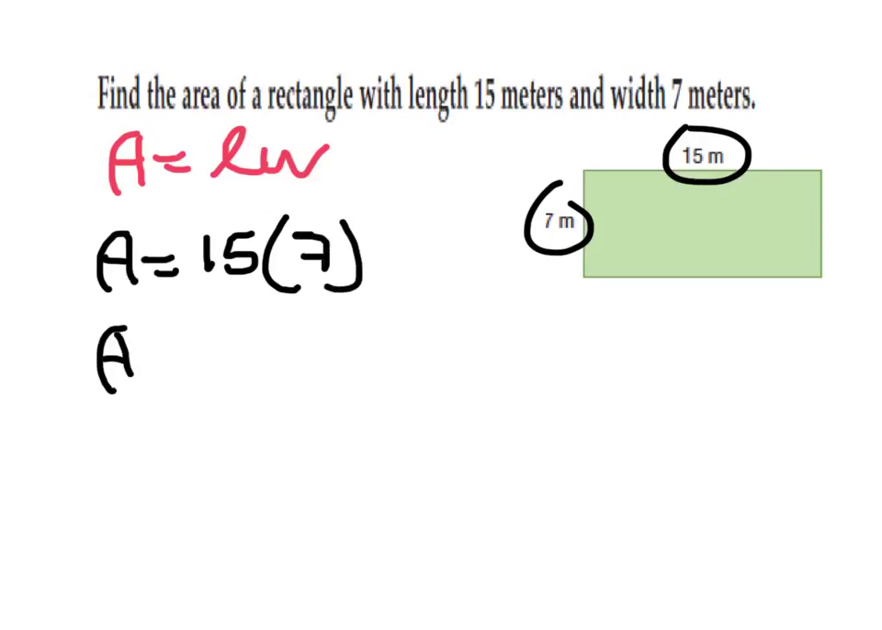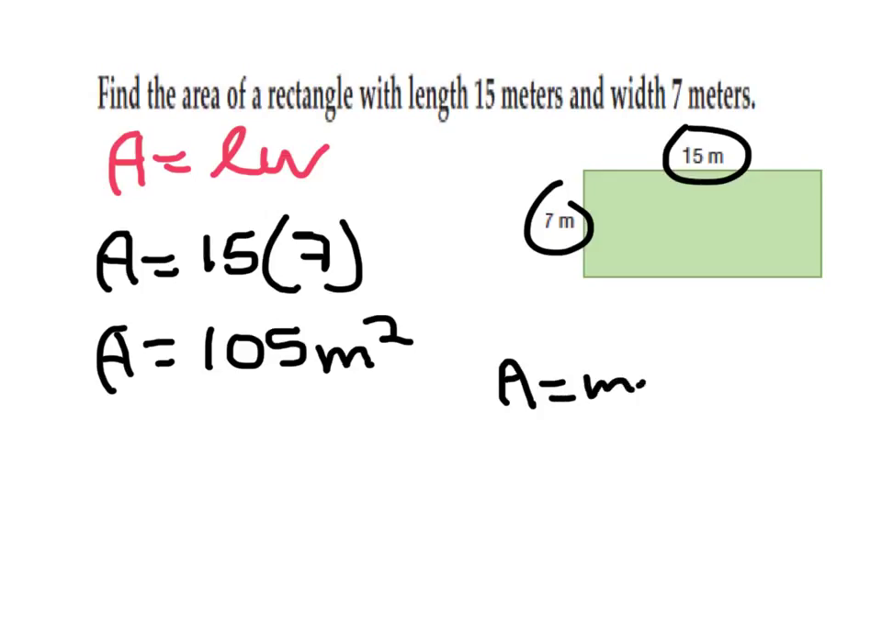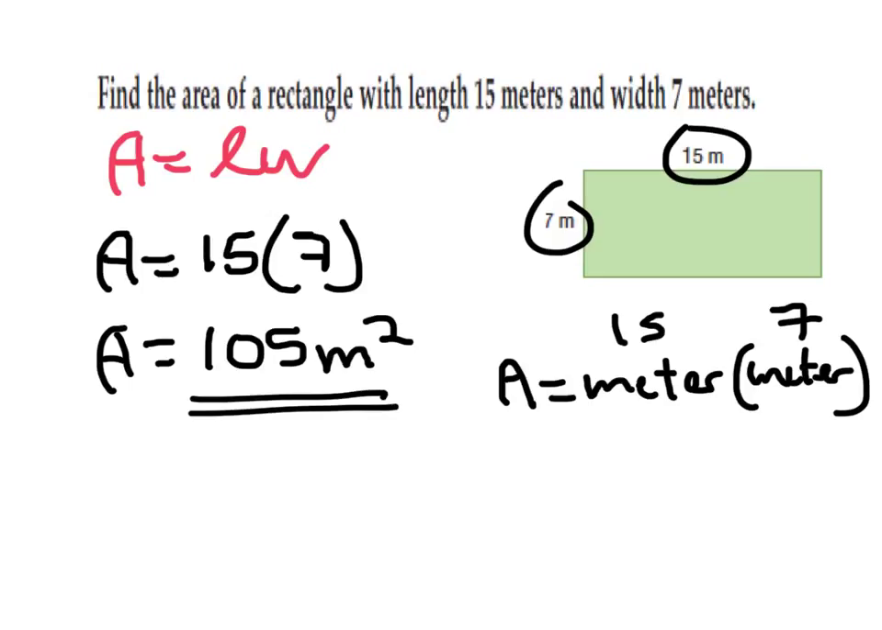My area is 7 times 15. And 7 times 15 is 105. Now I have to deal with the units. If you remember, area is always squared units. The units were meters, so I need to square them. If that doesn't make sense, if you remember something like this, meters times meters leaves us with what? Meters squared. And that's because 15 is a meter and 7 is a meter. And that makes our answer complete.